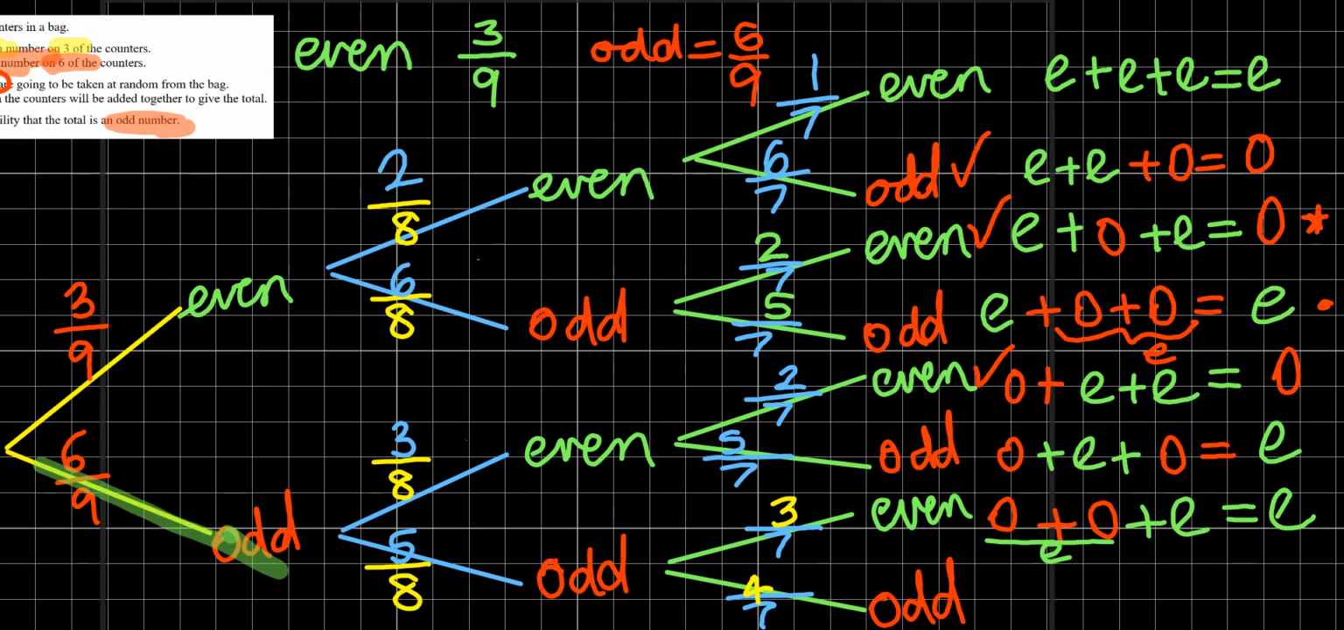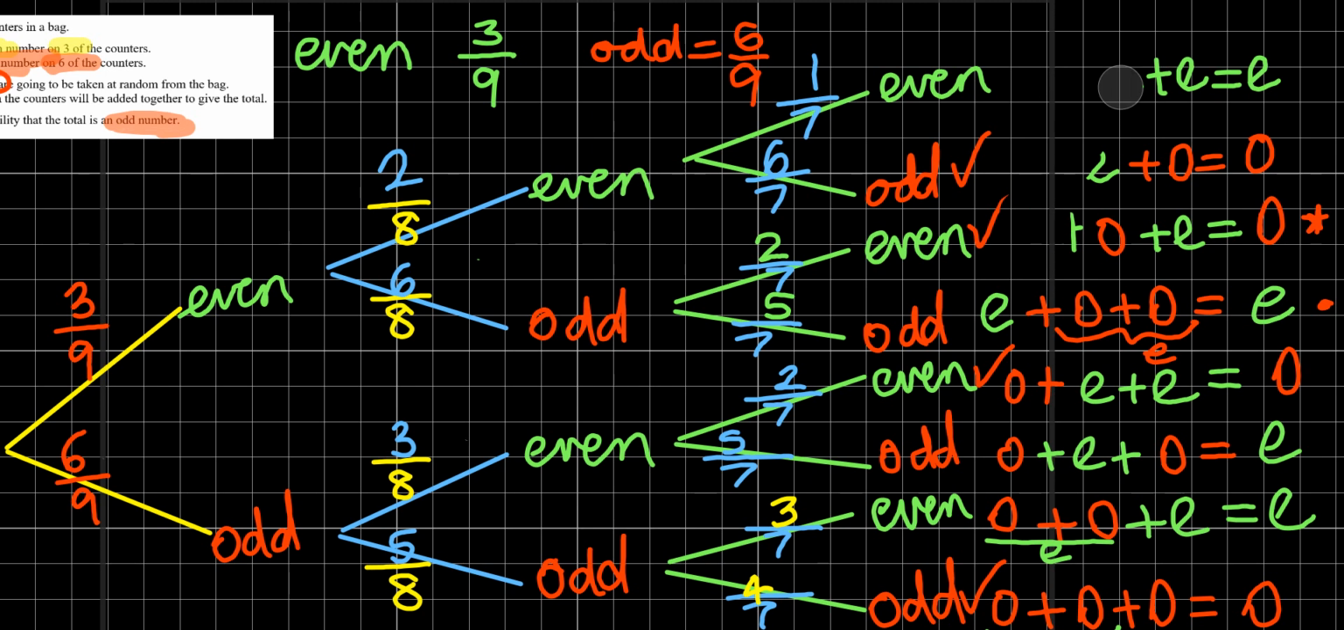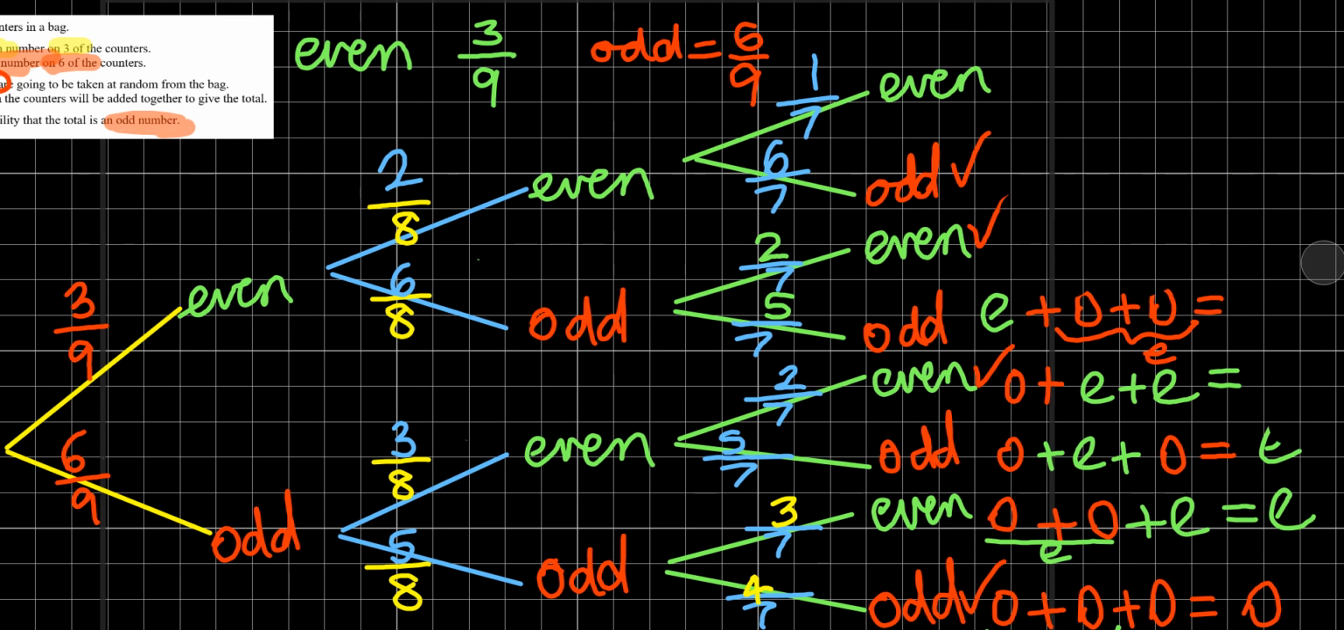Finally, we've got the last combination, odd plus odd plus odd. Now two odd numbers would give us an even number. An even number plus an odd number would give us an odd number. So we need this branch. So we only needed 4 of the branches out of the 8 combinations. So if I rub this part off, I'm going to now work out the probability for each section.